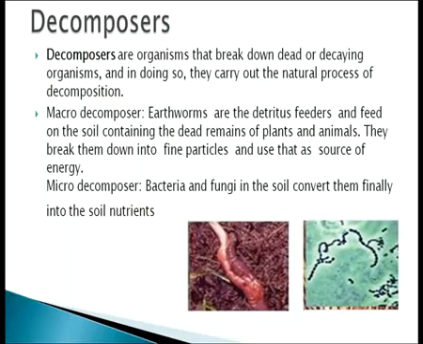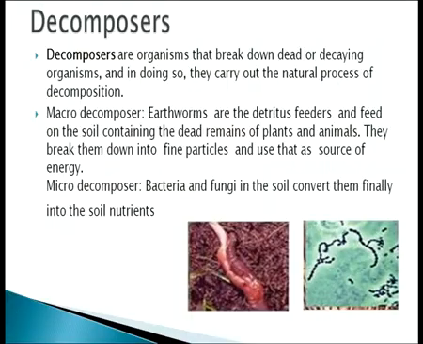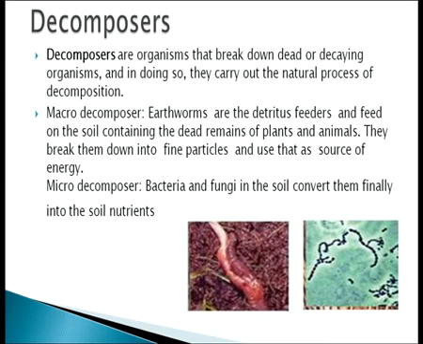The most important components which are biotic in nature are the decomposers. The decomposers are the organisms that break down the dead decaying organisms. In doing so, they carry out the natural processes of decomposition. They can be divided into two types, the macro decomposers and the micro decomposers. The macro decomposers are earthworm, which is a detrivorous feeder, and they feed upon the soil containing the dead remains of plants and animals. They break them down into the fine particles and use them as a source of energy. The micro decomposers are bacteria and fungi that convert them finally into the soil nutrients.